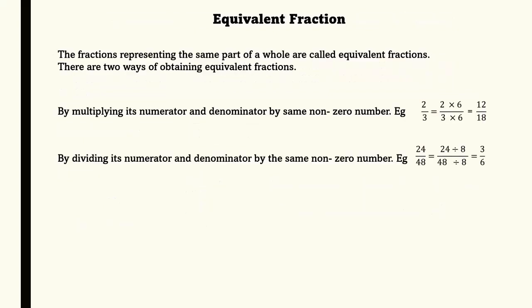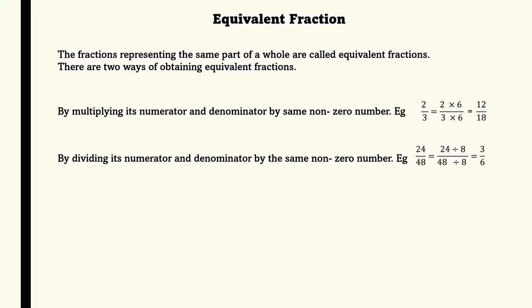Now, here's another topic, equivalent fractions. The fractions representing the same part of a whole are called equivalent fractions. There are two ways of obtaining equivalent fractions. By multiplying its numerator and denominator by the same non-zero number. Example, 2 by 3 is equal to 12 by 18. If we multiply the numerator and the denominator by 6, we will get 12 by 18, which is an equivalent fraction.